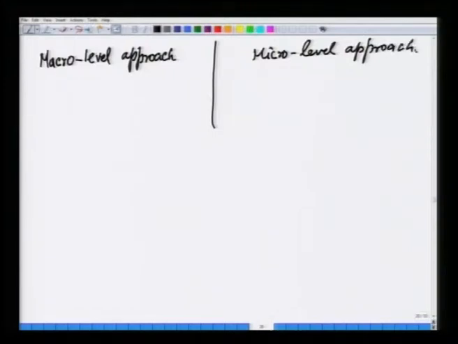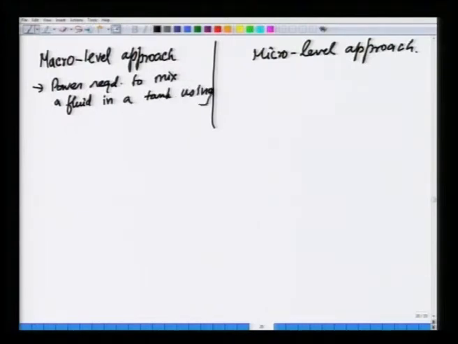The macro level approach will involve questions like what is the power required to mix a fluid in a tank using an impeller, or what is the pumping cost that is required to move fluid from one destination to another.